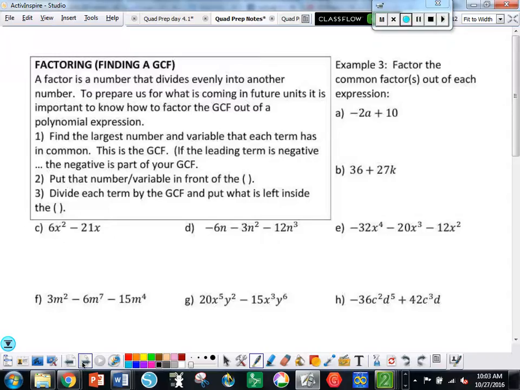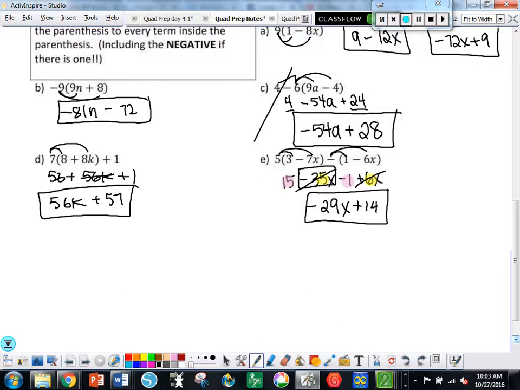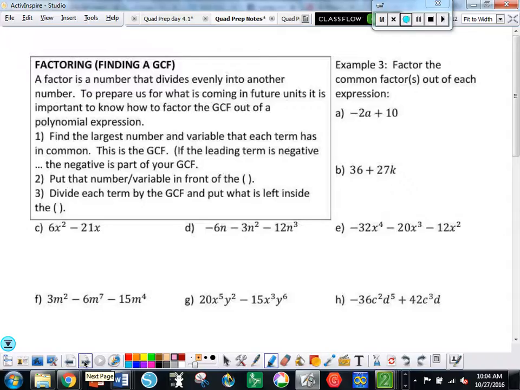Okay, for this next part, we're going to do the opposite of what we just did. So on the previous page, we took something that was grouped like this, like this, and we distributed, right? Now I'm going to take something like this and go in the reverse order. So here's how you do it.